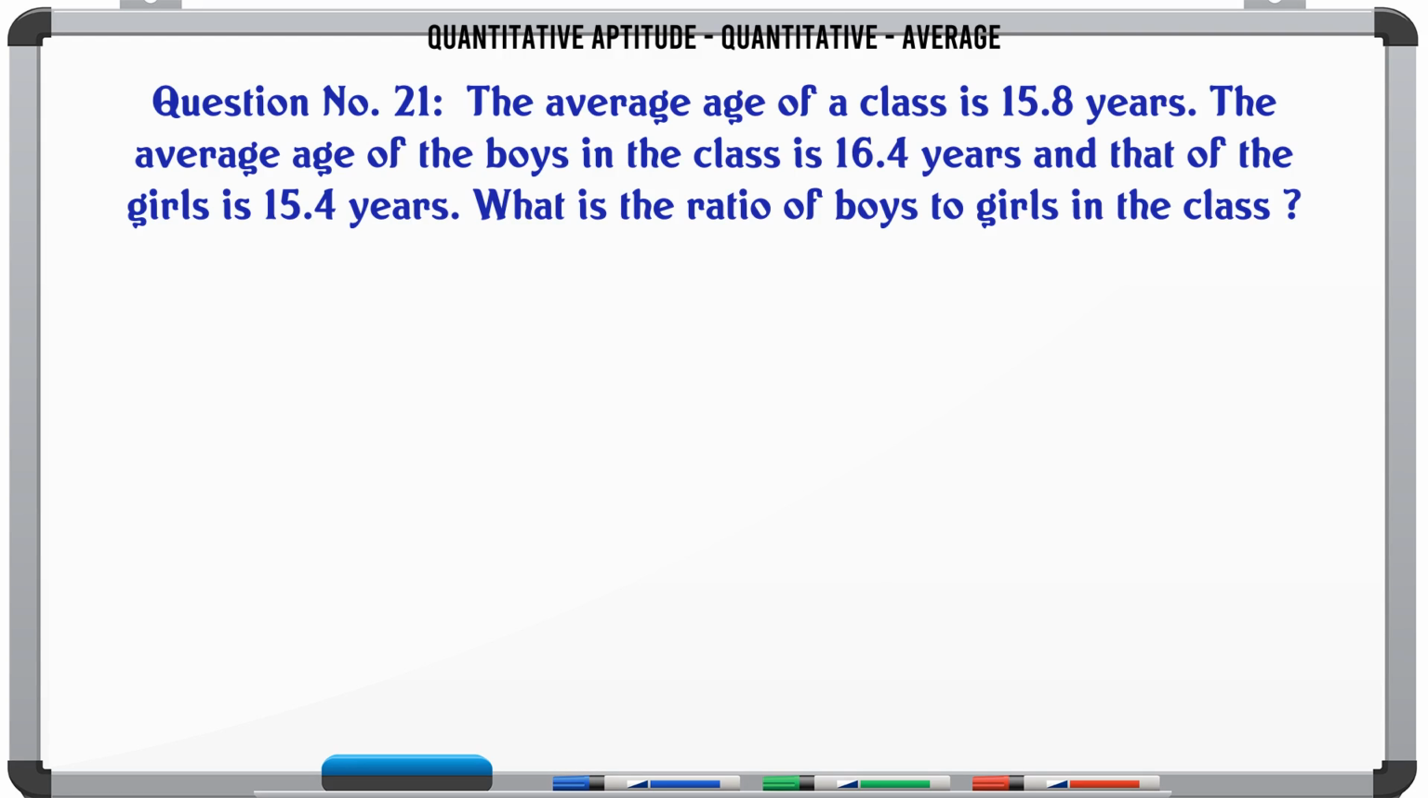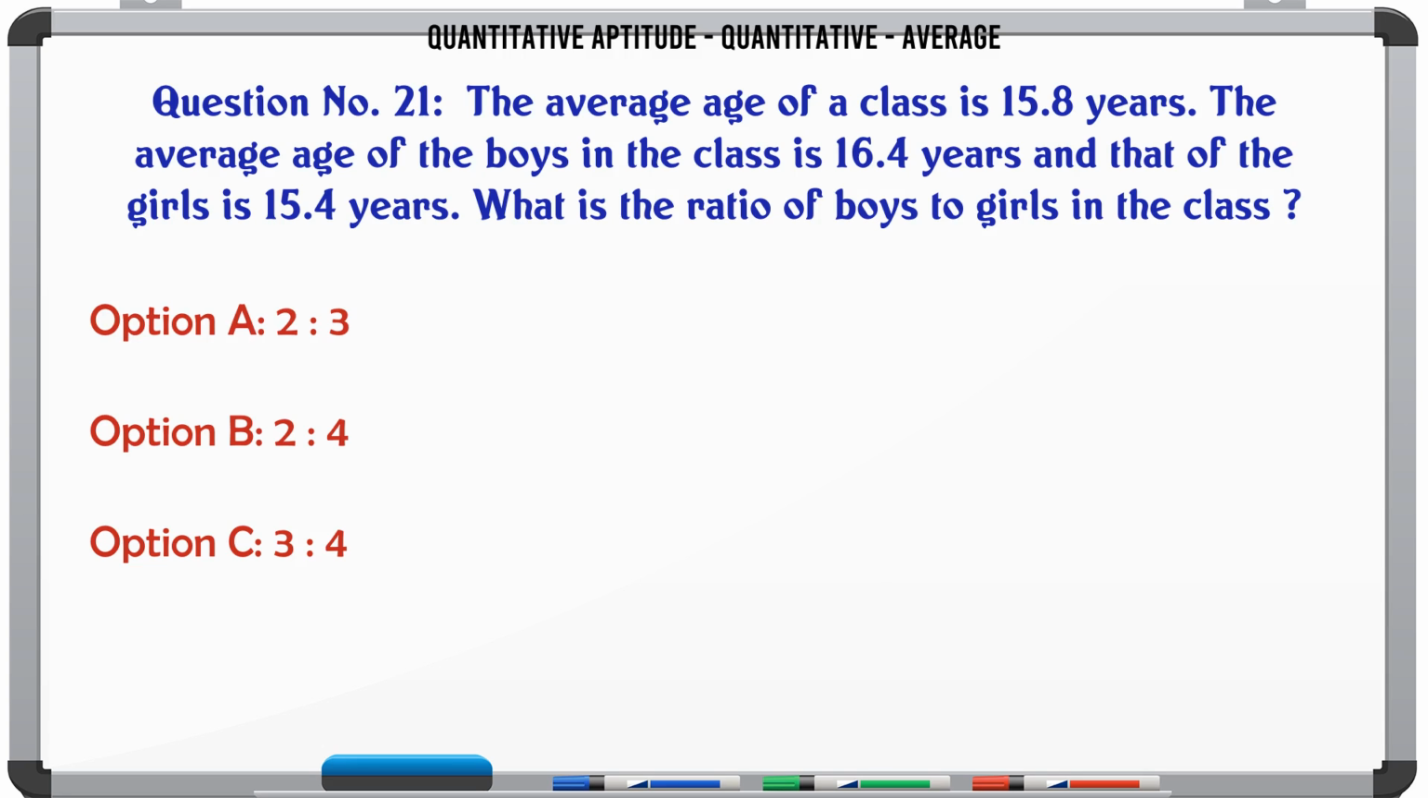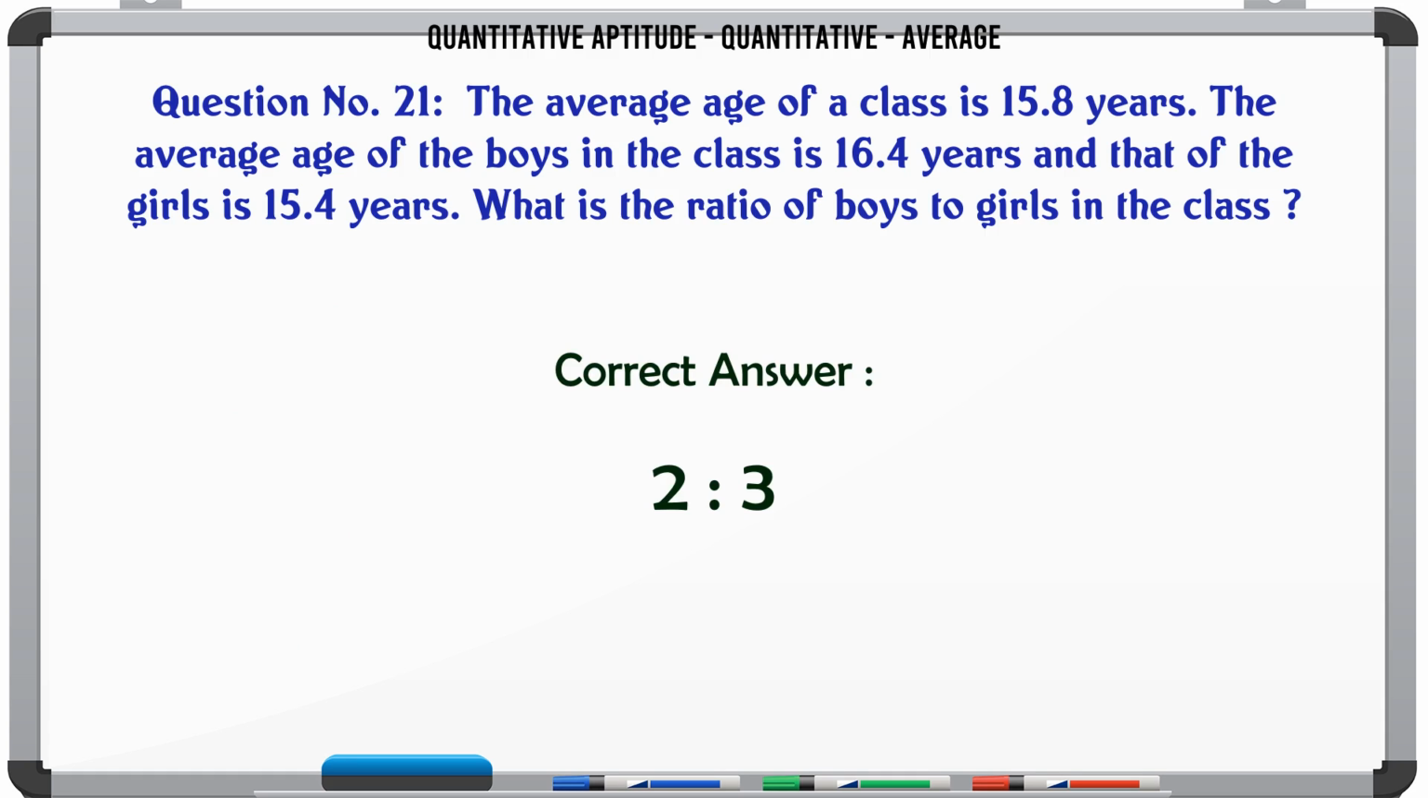The average age of a class is 15.8 years. The average age of the boys in the class is 16.4 years and that of the girls is 15.4 years. What is the ratio of boys to girls in the class? A 2:3, B 2:4, C 3:4, D 3:5. The correct answer is 2:3.